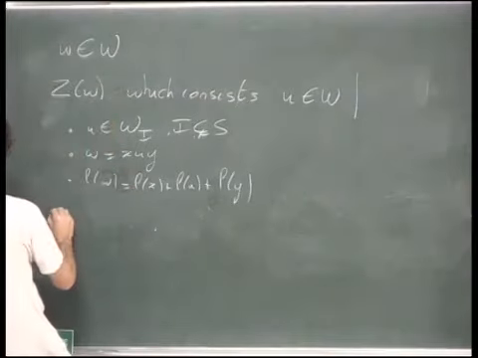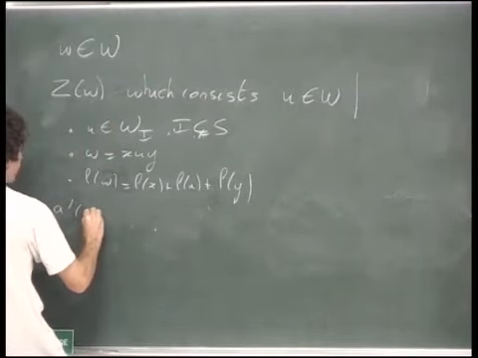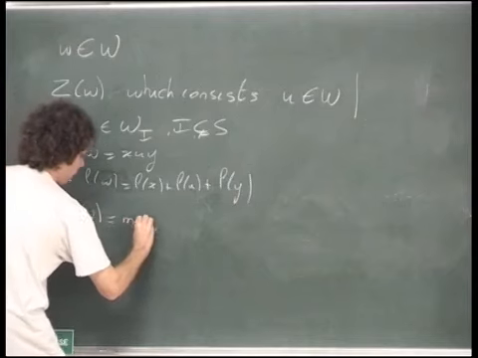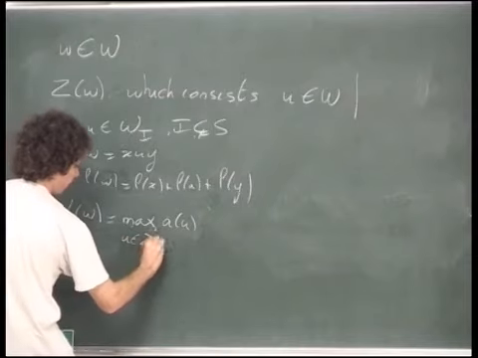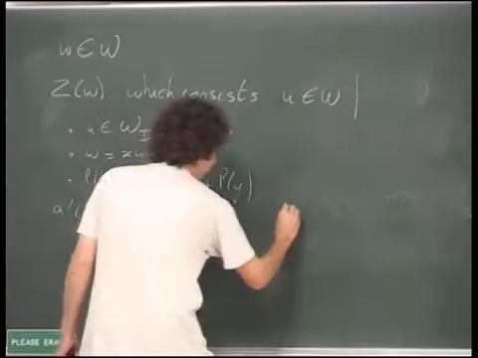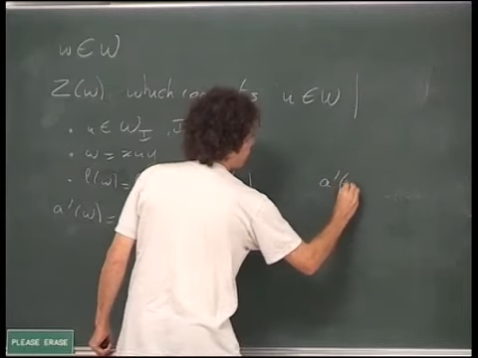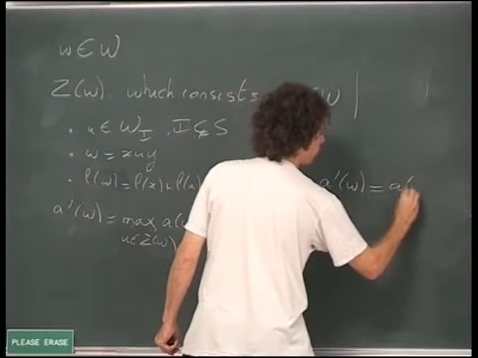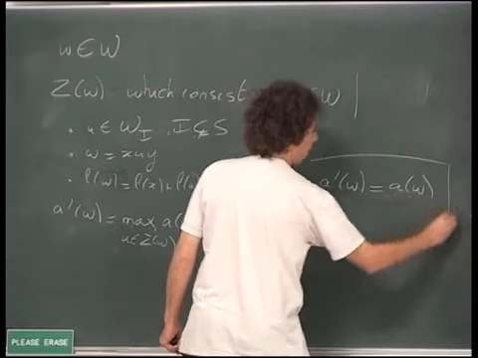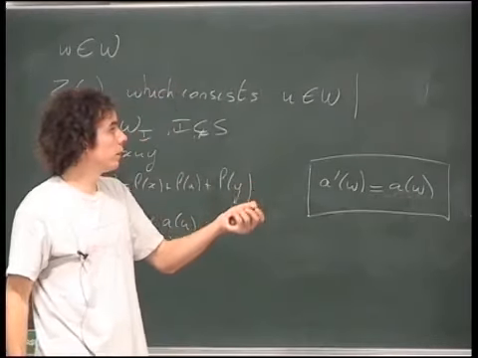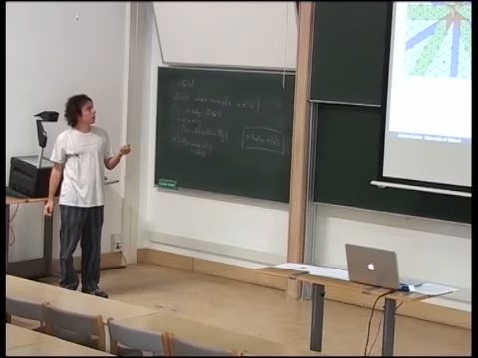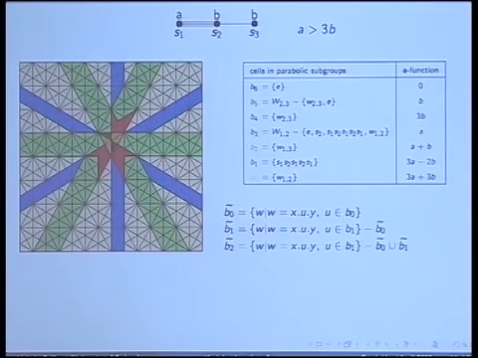And actually, Lusztig's conjecture says that if you put A prime of W to be the max of the A function of such U for all U in this set, then A prime of W should be the A function of W. And what I'm doing here is basically, the idea is just like in yellow, all the things with A prime function equal to 3A plus 3B, and just characterizing this kind of thing.